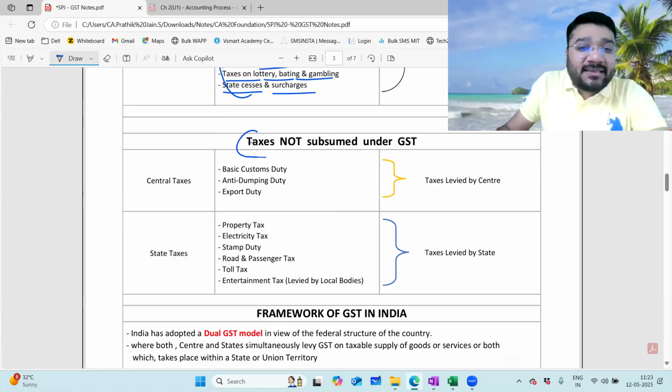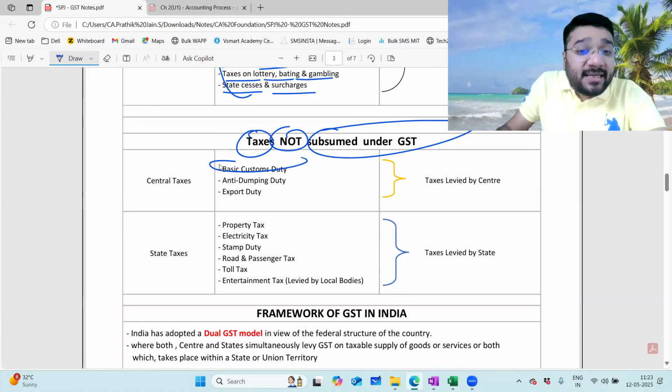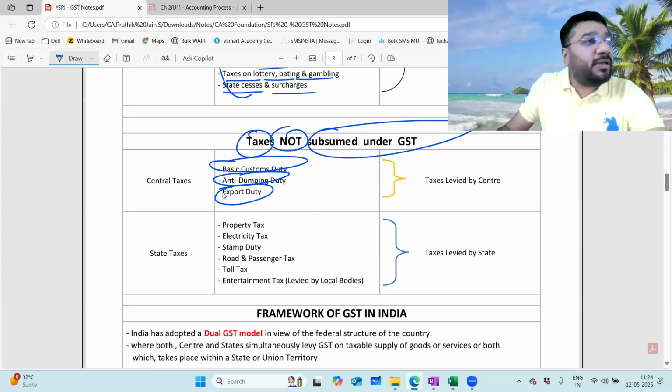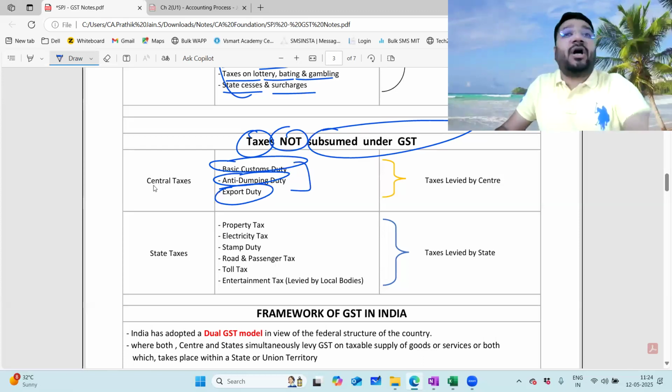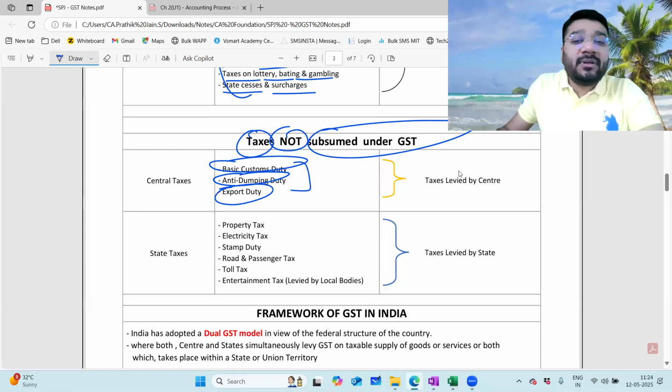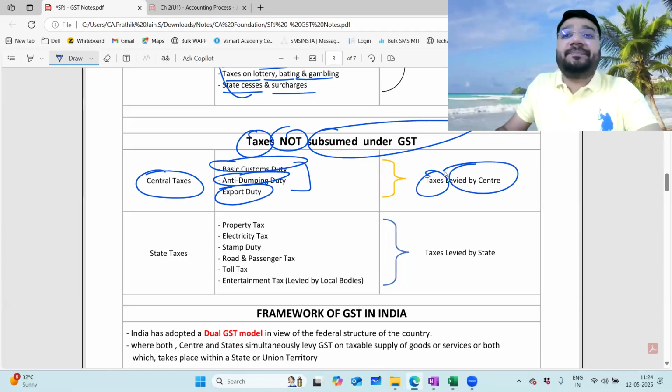So, taxes not subsumed under GST: basic customs duty, anti-dumping duty, export duty. These three are still separately charged. And this money goes to whom? Central government. These are central taxes, levied by the central government.